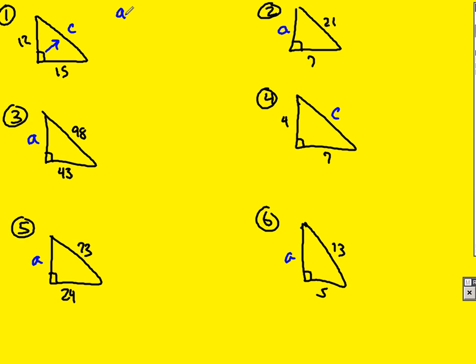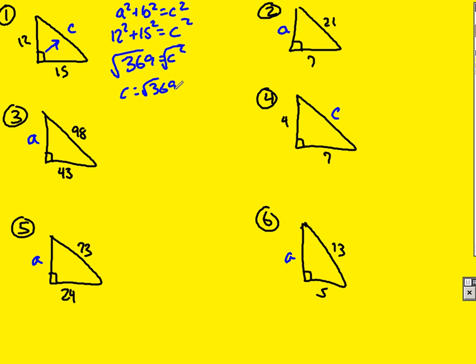And from there, it's just plugging it in. A squared plus B squared equals C squared. I have A and B already. 12 squared plus 15 squared equals C squared. I should get 369 for C squared, which means I take the square root of each side. C equals the square root of 369, which if you put it into a decimal would be about 19.21.